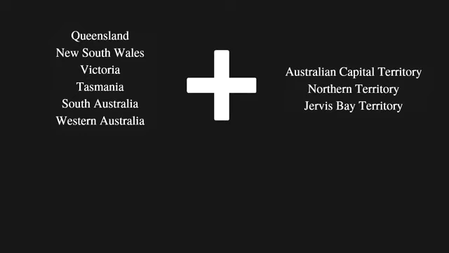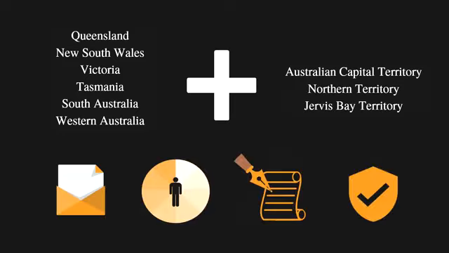As a federation, Australia is made up of 6 states and 3 self-governing territories. Each of these states and territories have their own constitution, parliament, government, and laws. Although this video will be based on the national governing of Australia through the federal government, these states and territories are based on the same principles of parliamentary government.